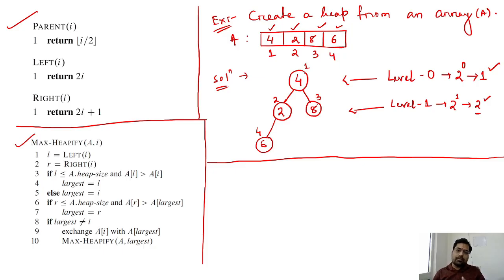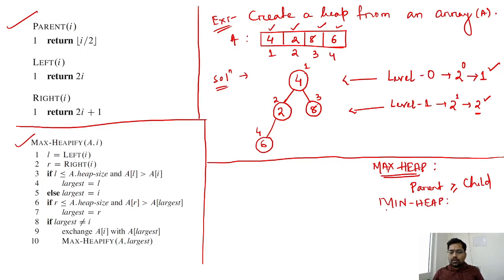Which type of Heapify are you going to do? If you are doing max heap, I'm writing here: if max heap, in this case the parent node should be greater than or equal to the child. If you are going for the min heap, here your target should be child greater than or equal to parent. So just a little bit opposite to the max heap.